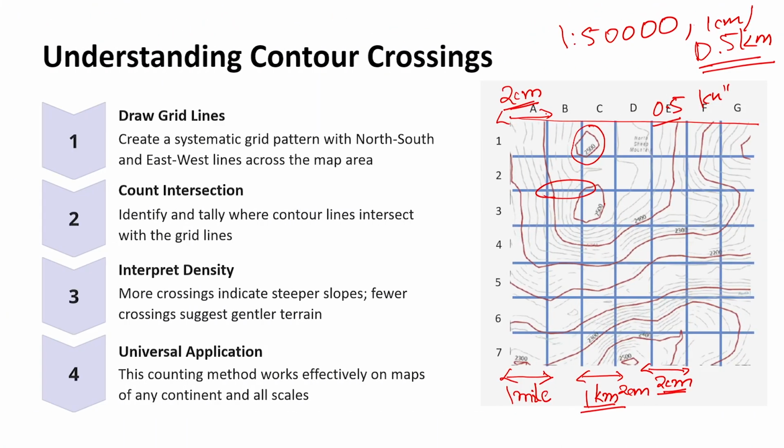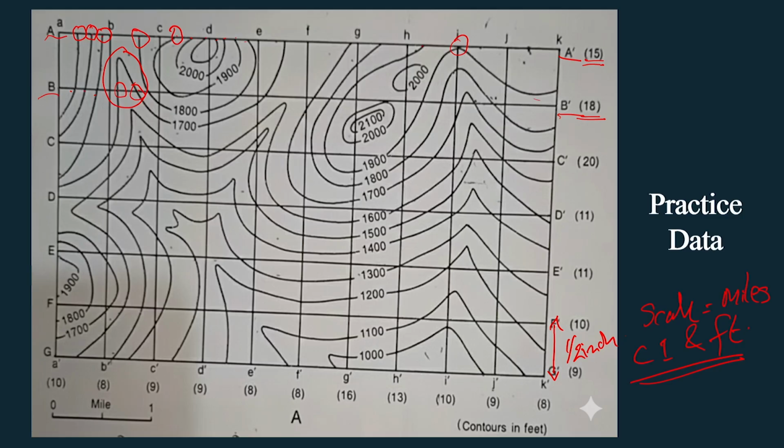Next, we have density interpretation. The larger the number of contours, the steeper the slope, and a fewer number of contours suggests more gentle terrain. So, let us get into it. This is our practice data. Here the measures are in miles and the contour intervals are given in feet. The total length here is about 5 inches and vertically this is about 3 inches.